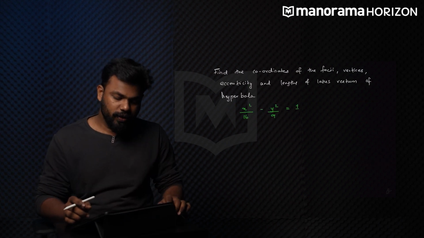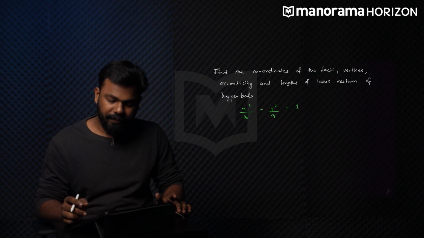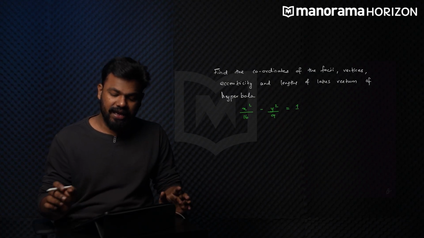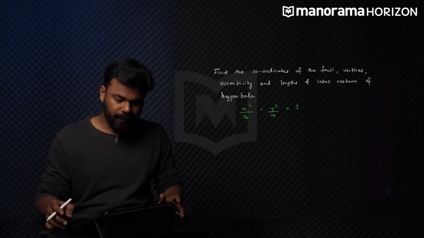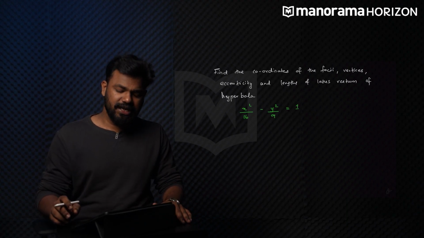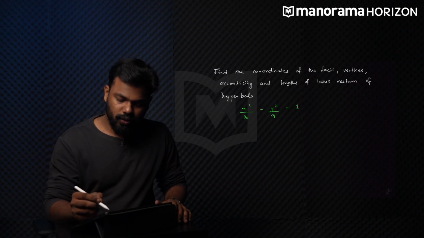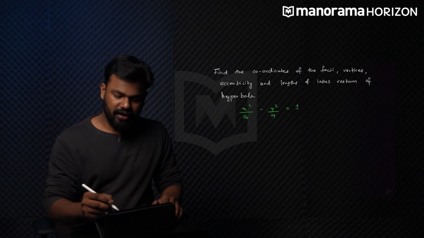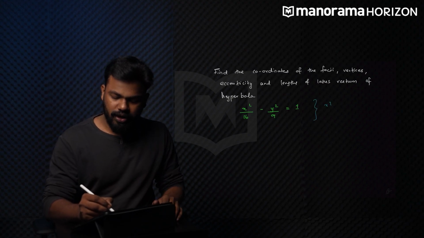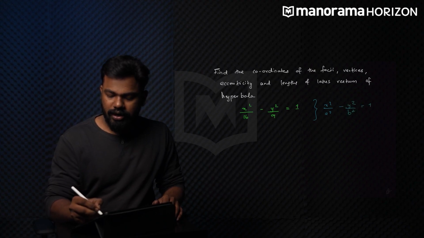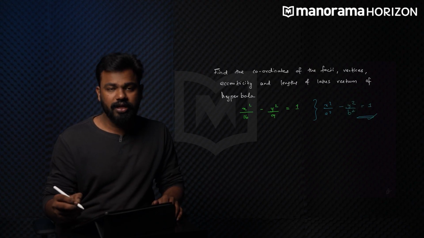So you have a question over here to find the coordinates of the foci, the vertices, the eccentricity and the length of the latus rectum for the hyperbola. The equation is given as x square by 16 minus y square by 9 is equal to 1. So from this equation, we can compare it with the standard equation. We have a standard equation which is like this, x square by a square minus y square by b square is equal to 1, right? This is the standard equation for the hyperbola that we have studied.